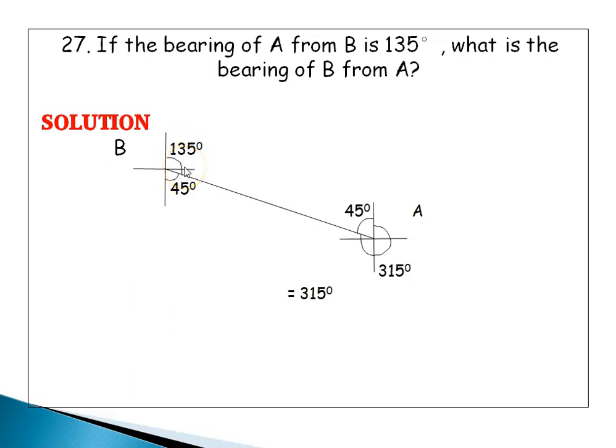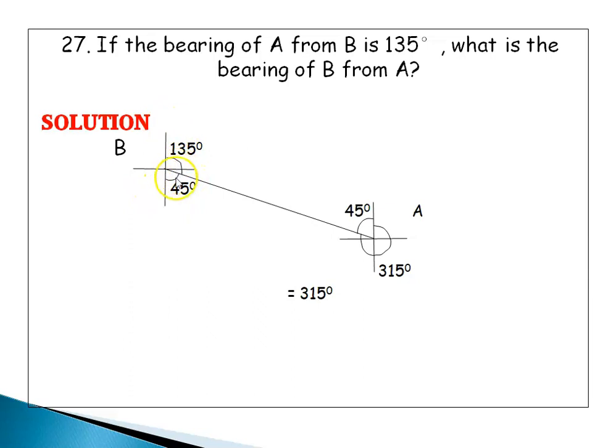Remember, 135 is greater than 90, but not up to 180. So let's say it stops here. From here to here is your 135. If here to here is 135, that means here to here is 45, since the whole of this is 180 degrees. Is that taken? So 135 plus 45 will give us 180.